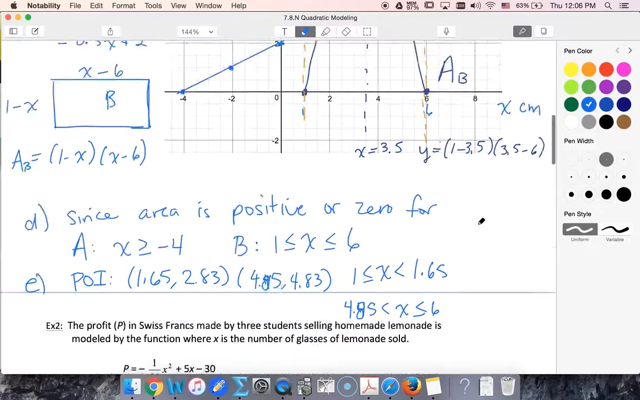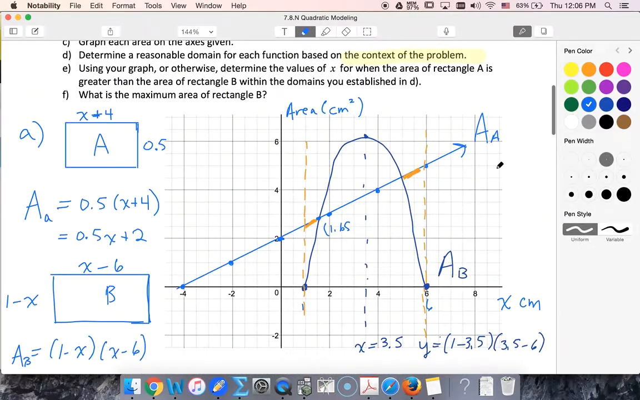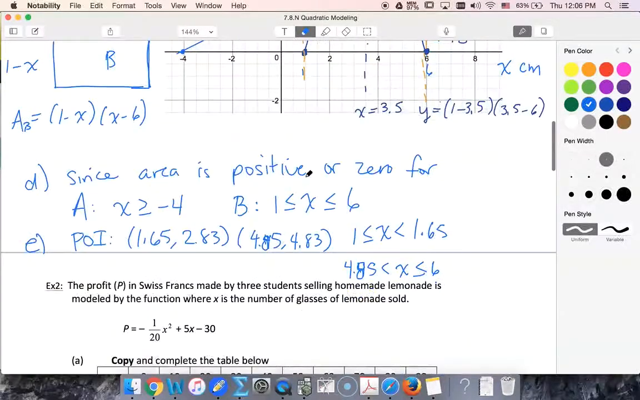Okay, and then the last one says the maximum area of rectangle B. Well, I know that maximum area happened at 3.5, and the maximum area was 6.25. So the max area is 6.25 centimeters squared.